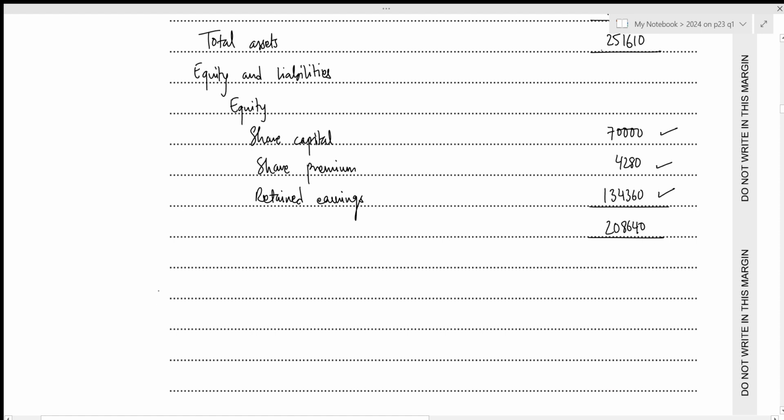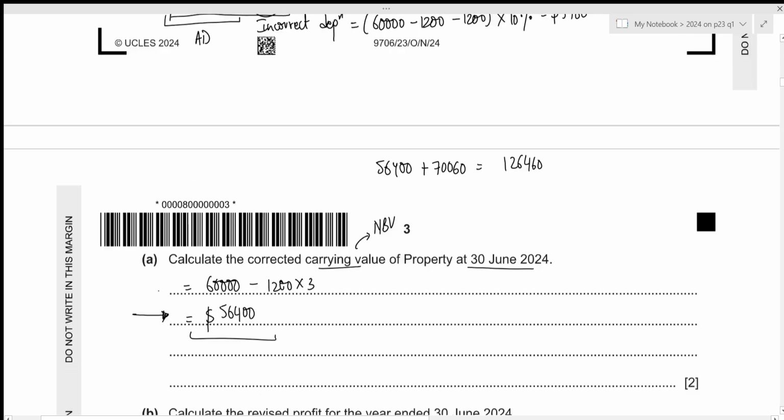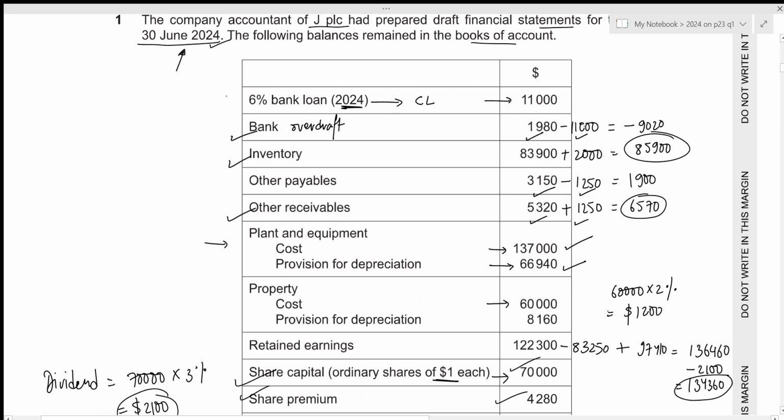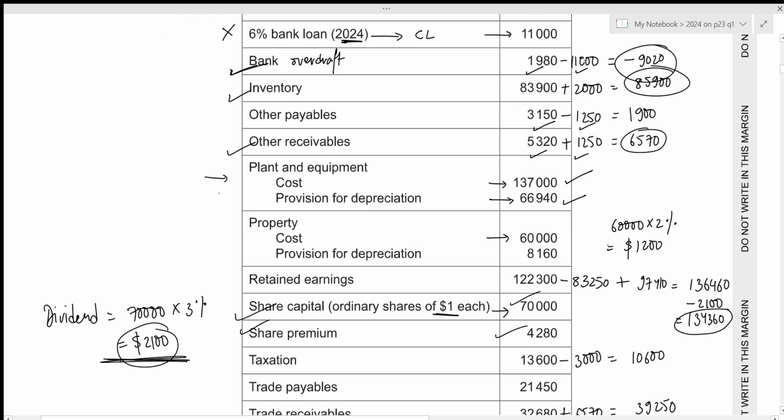Okay, then we need to list our liabilities. In this case, I don't think there is any non-current liability because the 6% bank loan does not exist since it was repaid at the closing date. The current liabilities will be our bank overdraft of 9,020. Then we need to add the trade payables and other payables together. So 21,450 plus the other payables of 1,900. This results in the total trade and other payables to be 23,350.